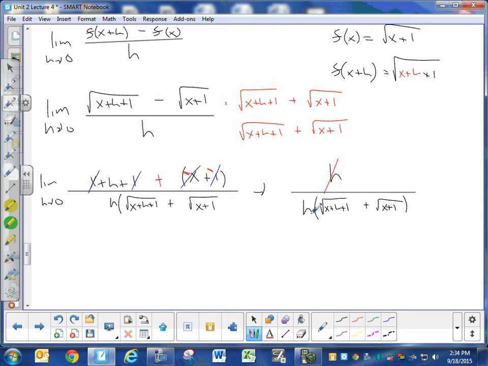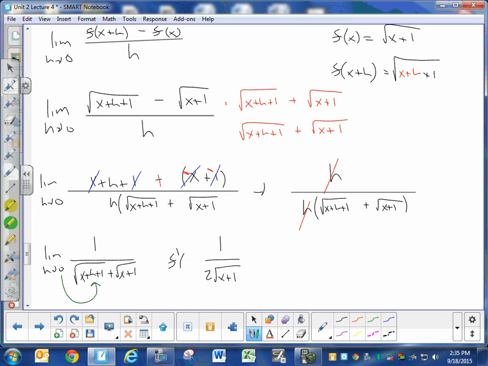The h's will cancel, and now I can find the limit as h approaches 0 of 1 over root x plus h plus 1 plus root x plus 1. The last step, remember, is to plug in 0 for h after you've simplified and gotten an easier function to work with. Once I plug in 0 for h, I'd get root x plus 1 plus root x plus 1, which is 2 root x plus 1. And what we've discovered is our magical slope-generating function, f prime, which will tell us the slopes of f no matter where we look.